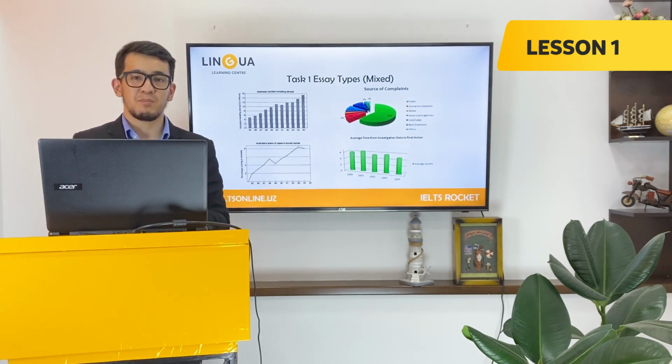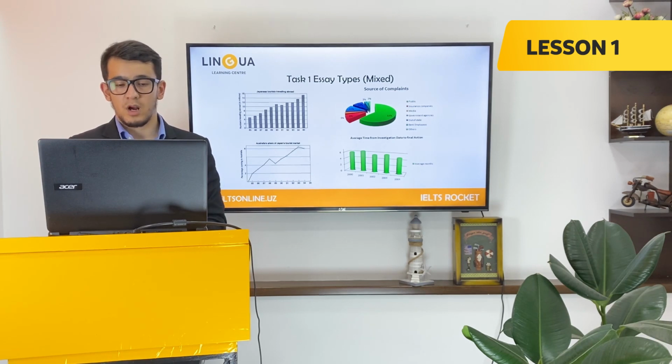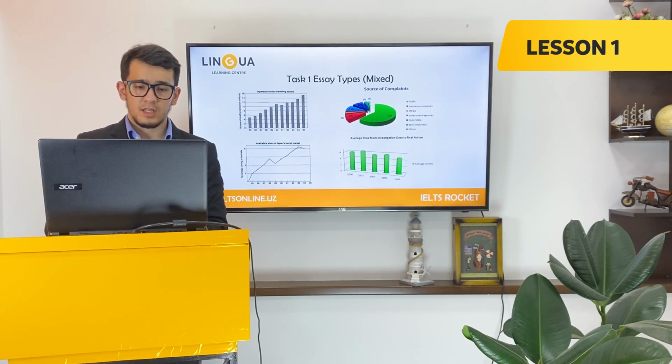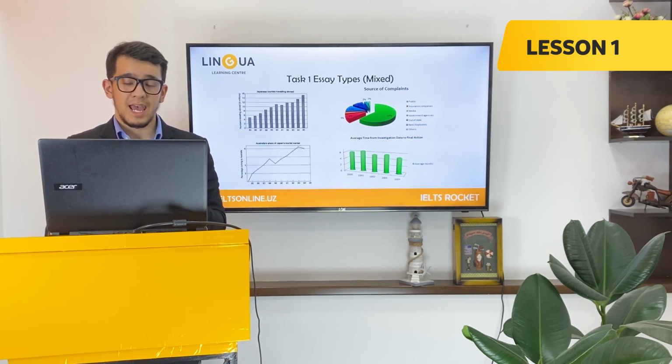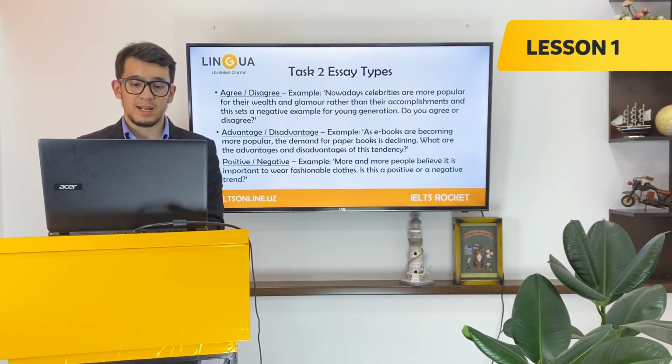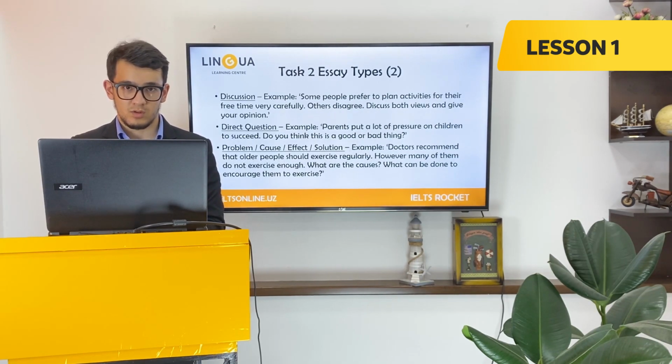So it can be the combination of 2 tasks, which we often call the mixed task in IELTS writing task 1. These were the task 1 types. I have to mention again that this is a task in which you have to write 150 words, and usually task 1 is the task which students try to finish first before they start task 2. And task 2, let's talk about it now, has 6 types that I'm going to include in this course.